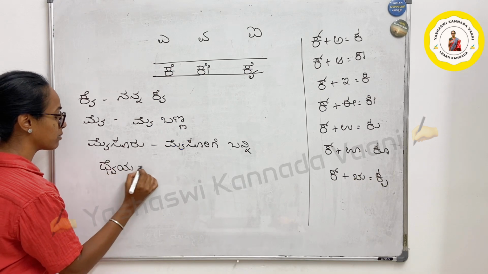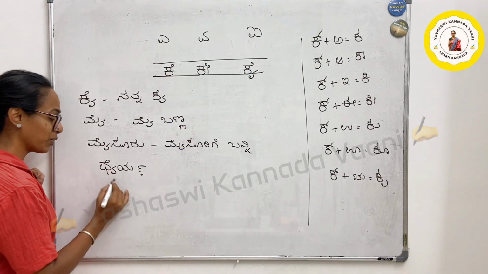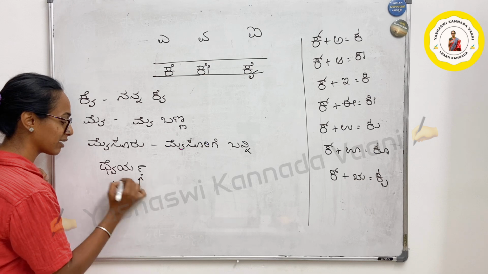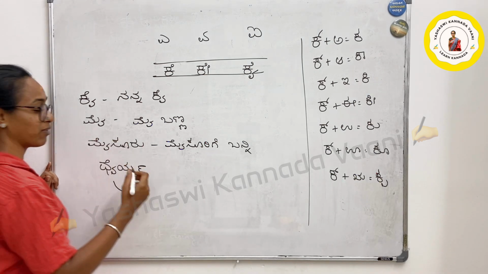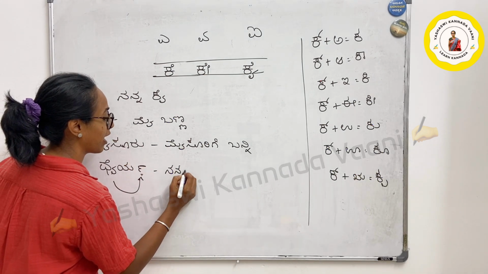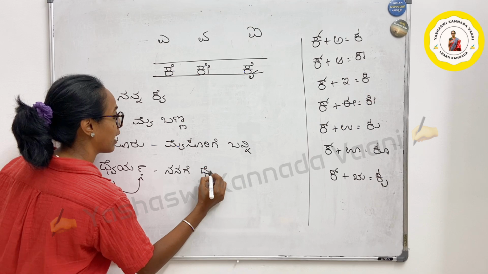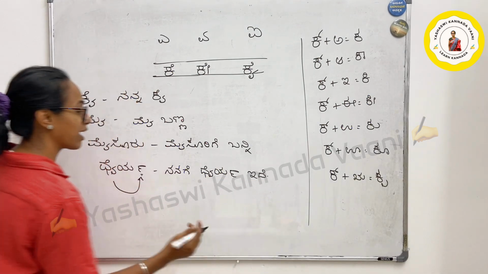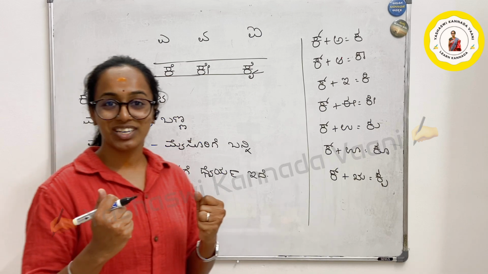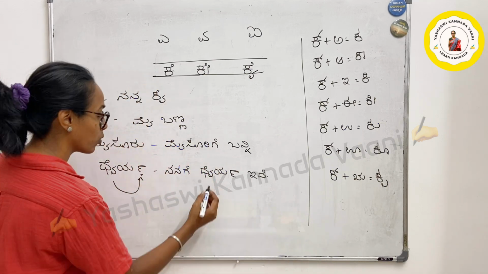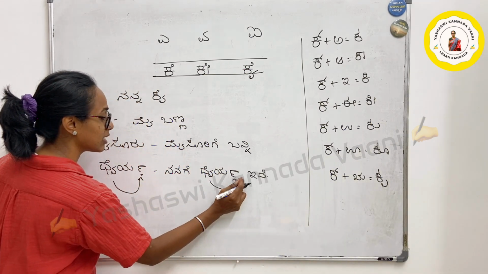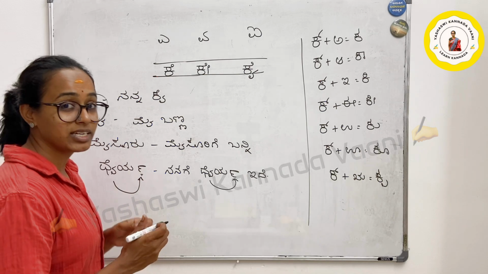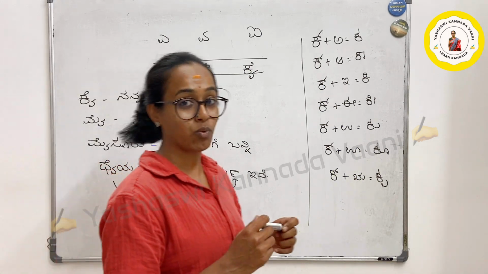I hope you remember this. How do you read this? Dhairya. Brave. Nanage dhairya ide. I have courage. Okay, now I hope you know to read this one. I've already done this. If you don't know, please go and watch the video.